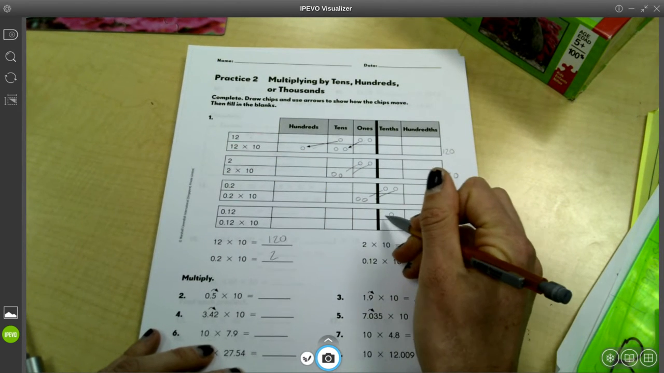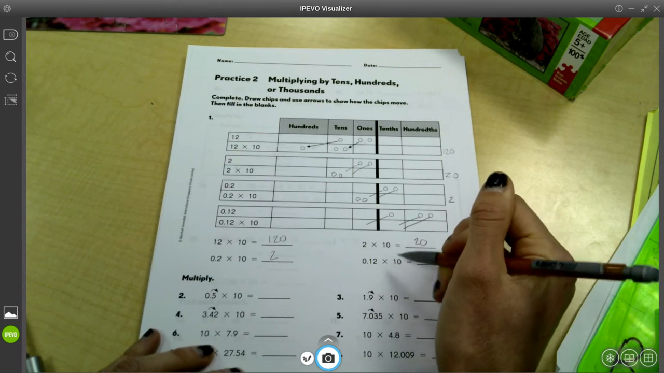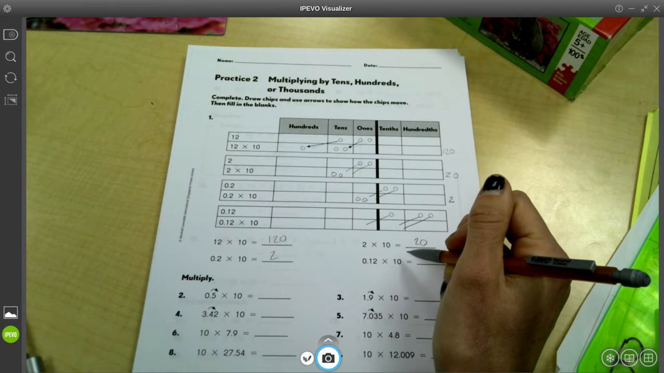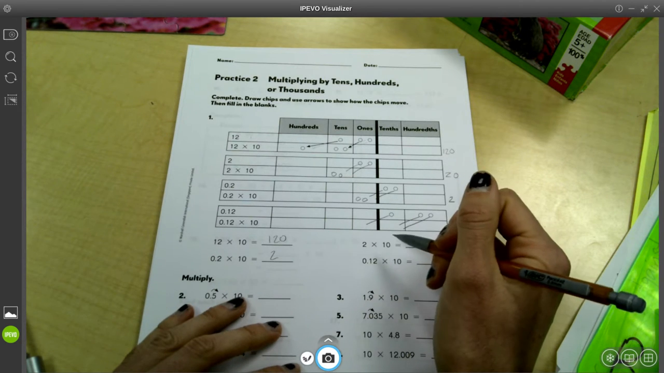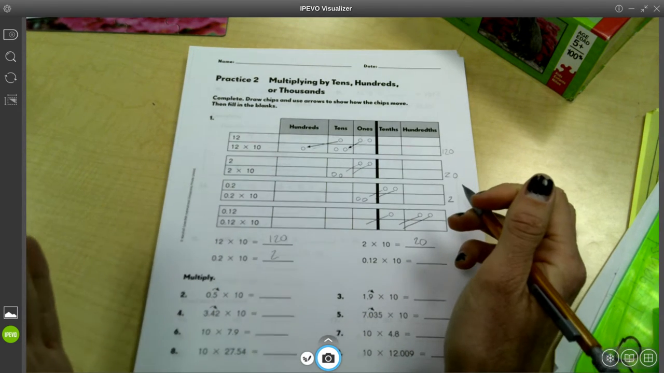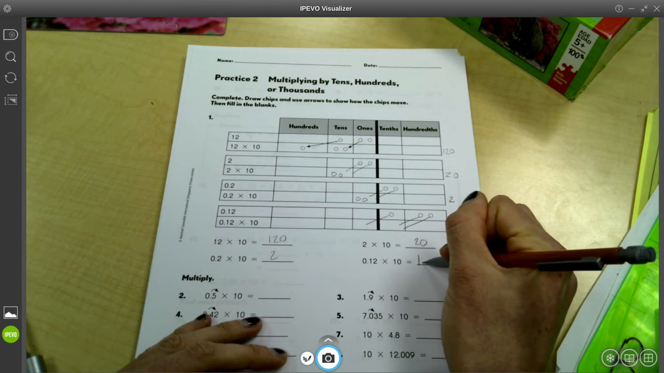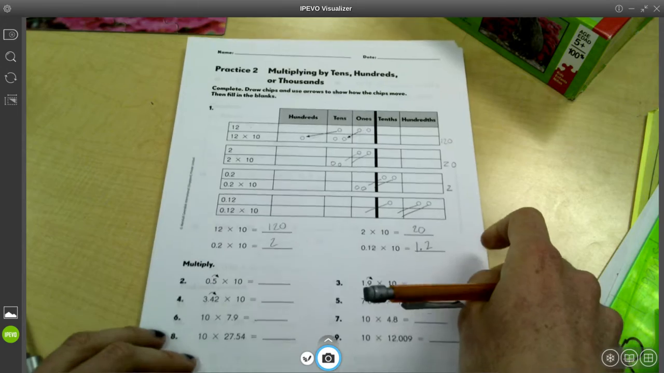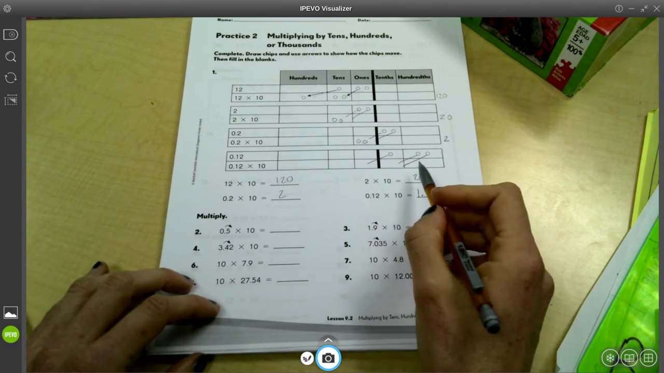And here, if I have 12 hundredths, each one of these is shifting over once, right? It's getting one place value larger. I'm adding 1 zero. Actually, these I'm not adding any zeros. I'm just shifting them. But that's going to help you out. So it's 1 and 2 tenths. All right. Now I'm remembering.